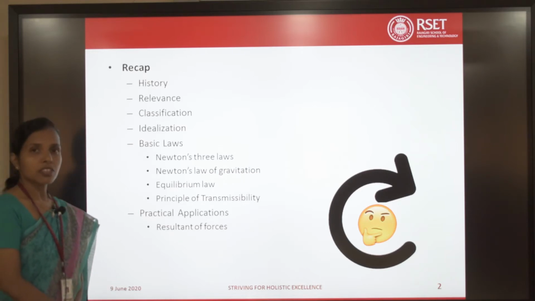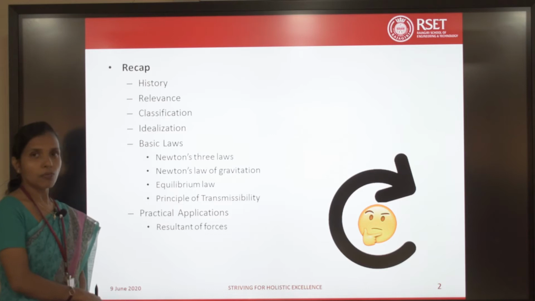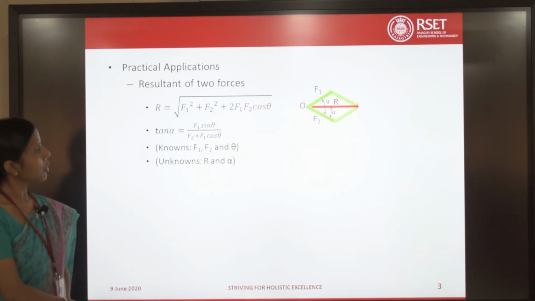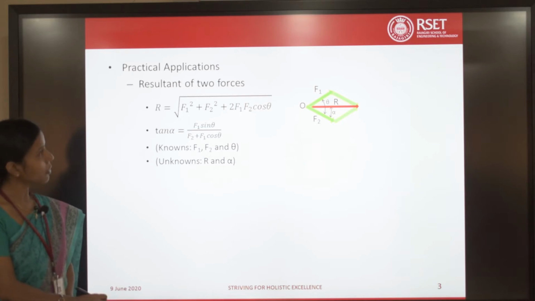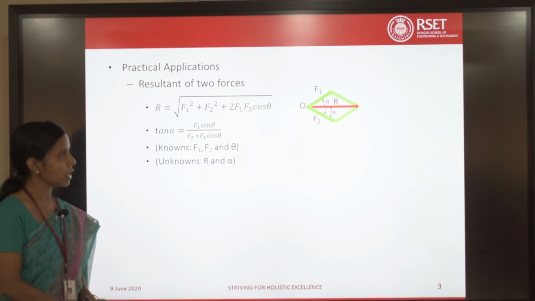Then practical applications wherein we saw resultant of forces. So, this is basically what we saw. We said the resultant of forces R, its magnitude, is given by square root of F1 square plus F2 square plus 2 F1 F2 cos theta, and alpha is given by the equation tan alpha is equal to F1 sin theta divided by F2 plus F1 cos theta.